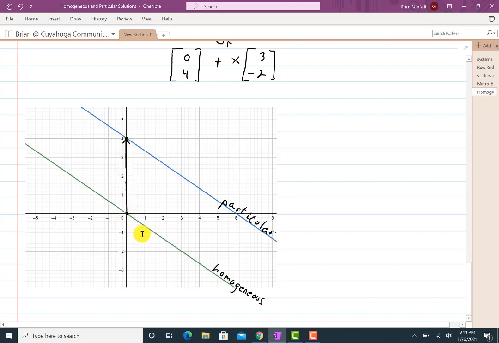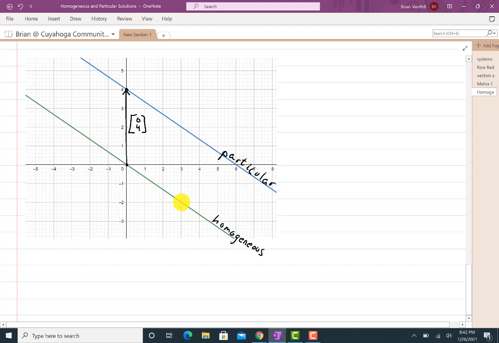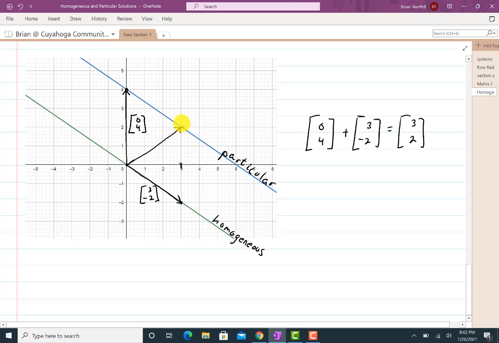Now, if you take this 0, 4, and let's put that for this, like so. And then if I look at the other one that I had, that one there was 3, negative 2. Look what happens when I add them together. Now, check this out. 3, 2 is what happens when I add the two vectors together. Now, if I start at the origin again and go to the right 3, but then up 2, look where I end up. I end up at a point on this new line. And that's the way it works.